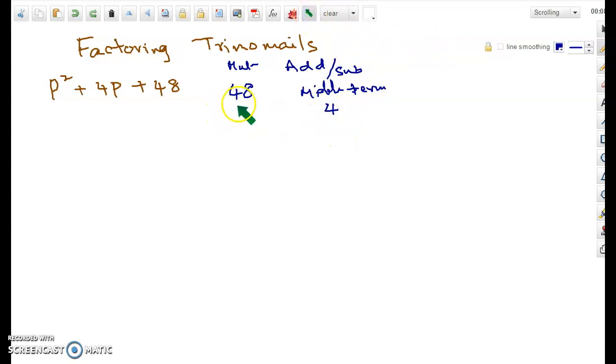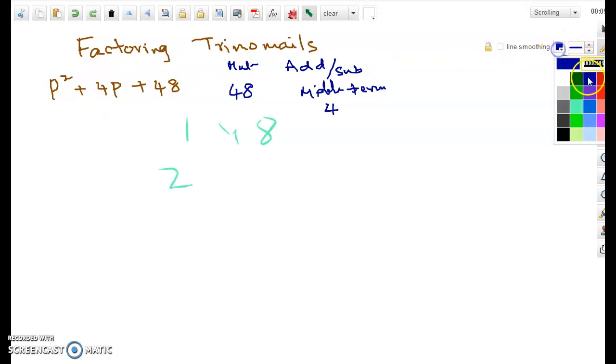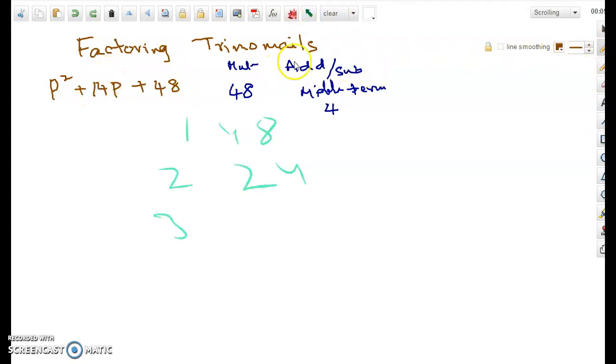Tell me the factors of 48. What times what gives you 48? So multiplying two numbers needs to give you 48. That's all the numbers.